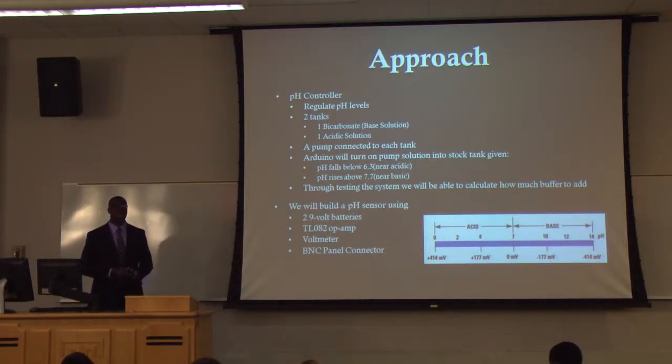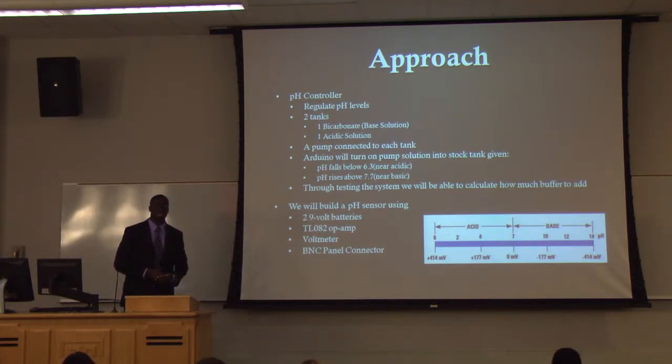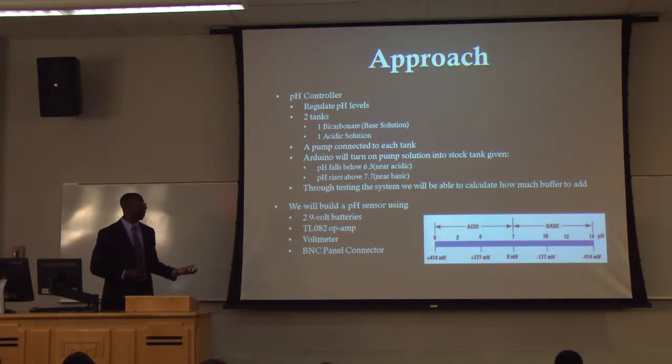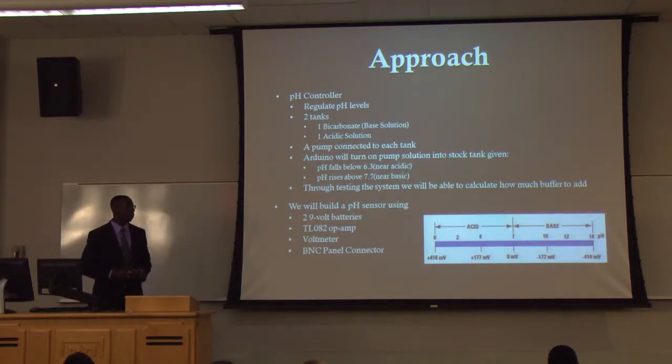So we plan on building our pH sensor using 2 9-volt batteries to power the system, a TL082 op-amp, a BNC panel connector to connect the circuitry to the pH probe, and the pH probe, and a digital voltmeter for testing. So we have a scale here for the voltages output by the system. We have a 414 millivolt reading corresponding with a pH of 0, a neutral pH of 7 being 0 millivolts, and negative 414 millivolts outputting a basic solution of 14.